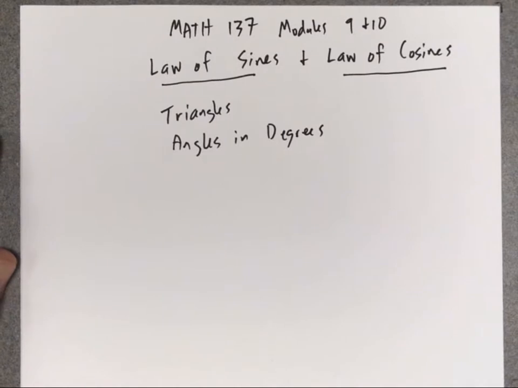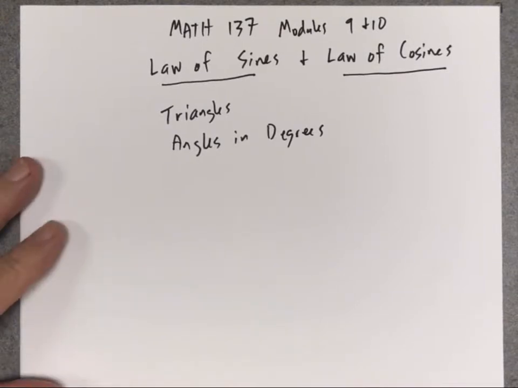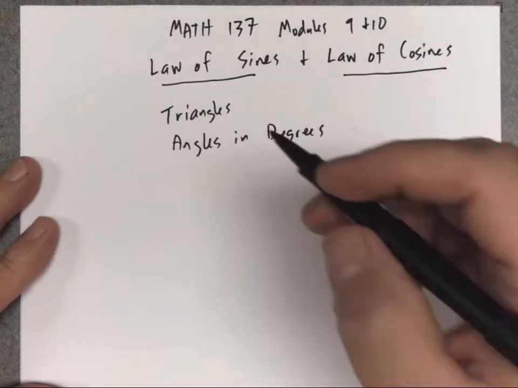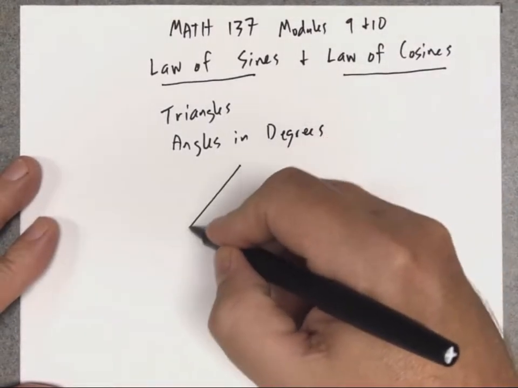All the problems in these two modules, when we discuss angles, we're going to strictly talk about angles measured in degrees. So we're talking about triangles, and when we talk about the angles of these triangles, we're going to express them in degrees. Now let me draw just a standard triangle, and these are not right triangles. You could have a right triangle, but most of them are just random triangles.